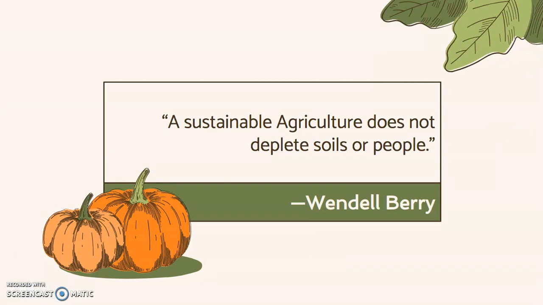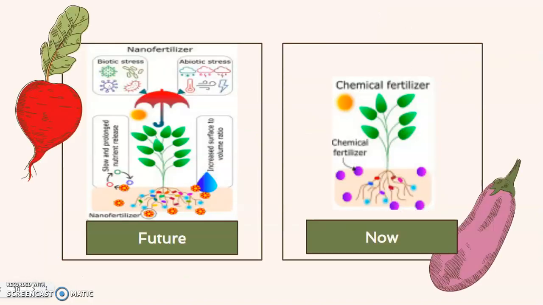So Wendell Berry has rightly said that a sustainable agriculture does not deplete soils or people. And today what we require is sustainable agriculture. So what is the future of agriculture? Future is here, the nanofertilizers. So what are nanofertilizers? Nanofertilizers are some materials which are produced in nanoscales, that is your nanomaterials, and would be applied to the plants in proper doses.